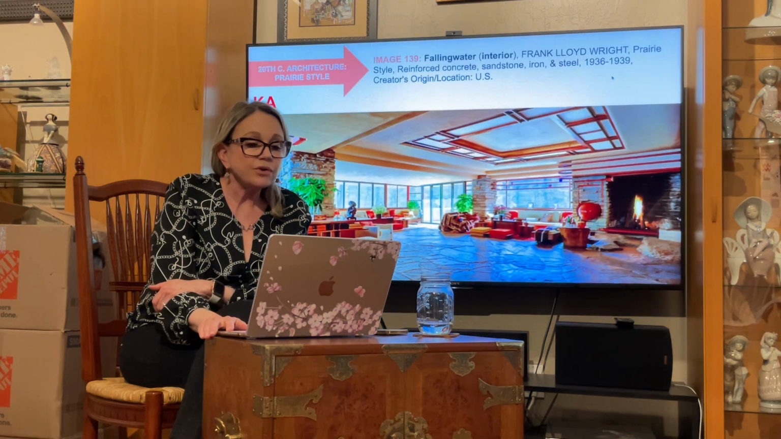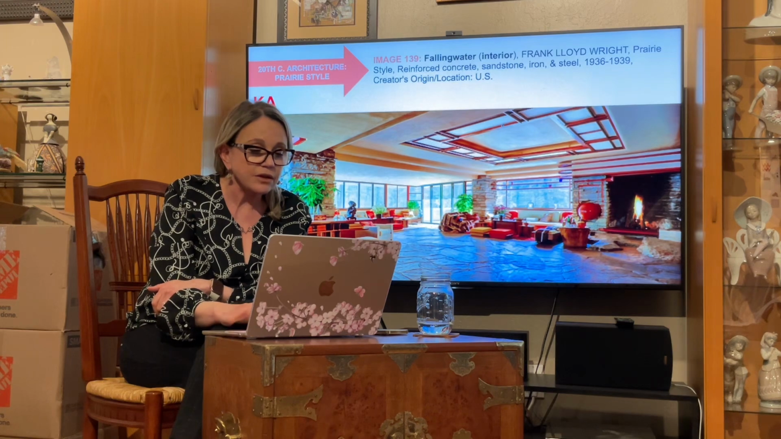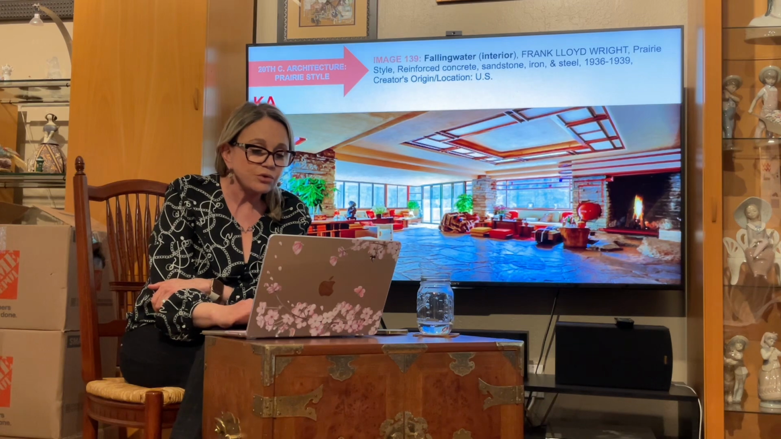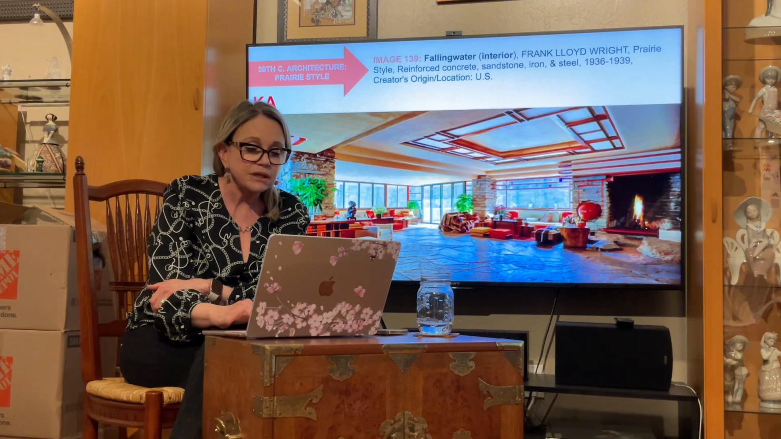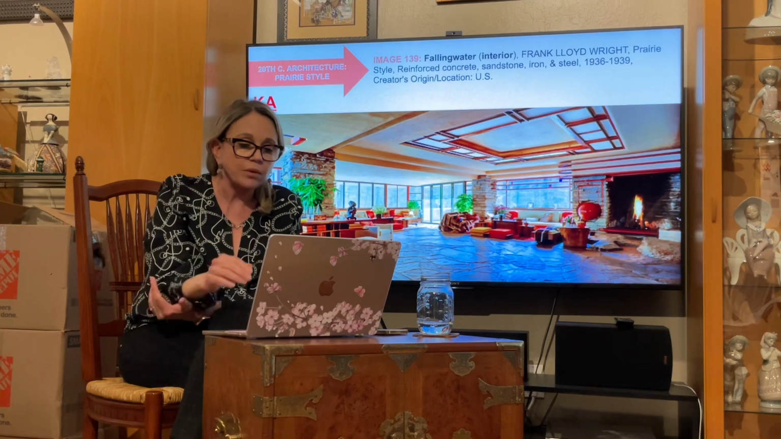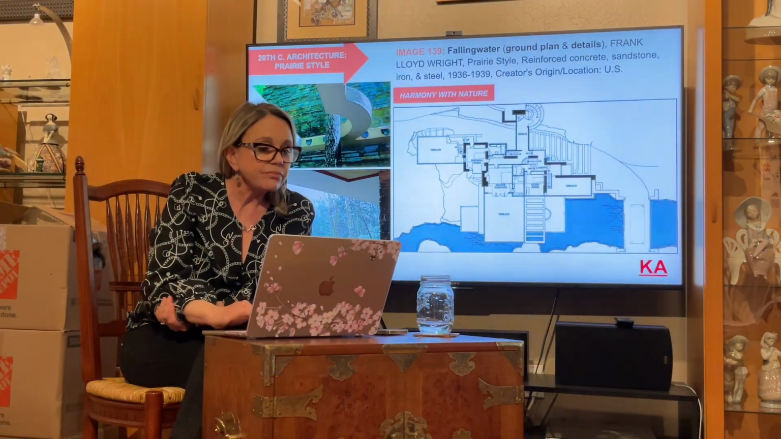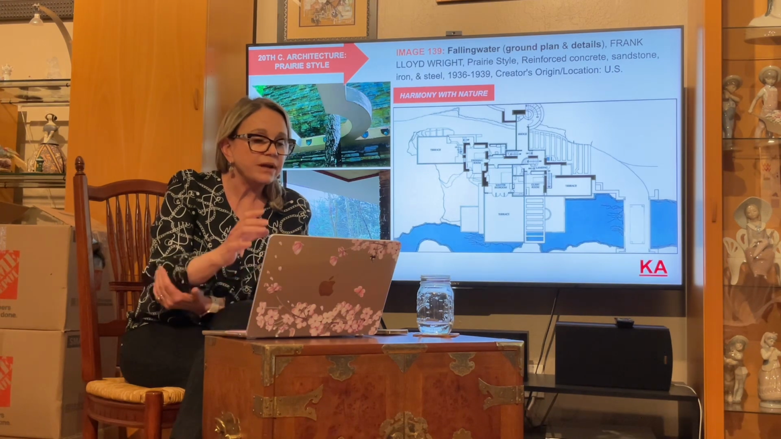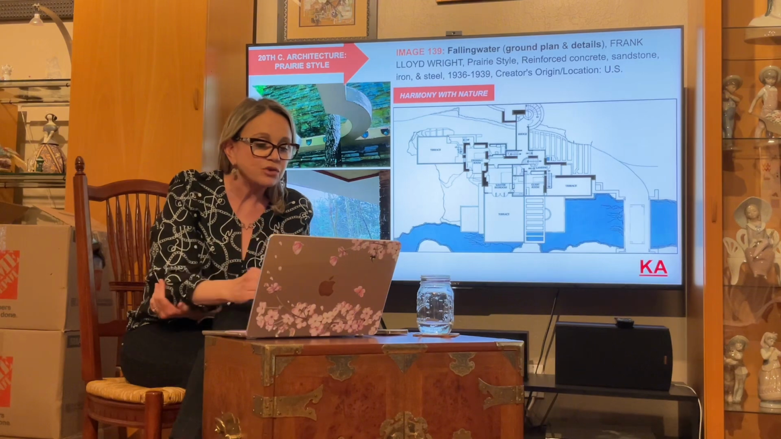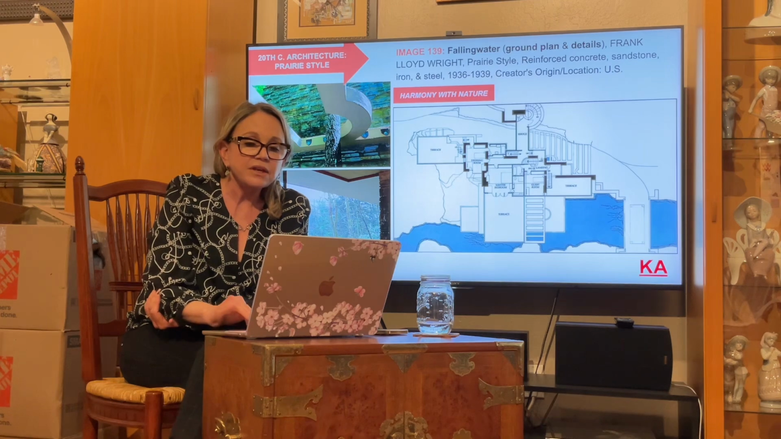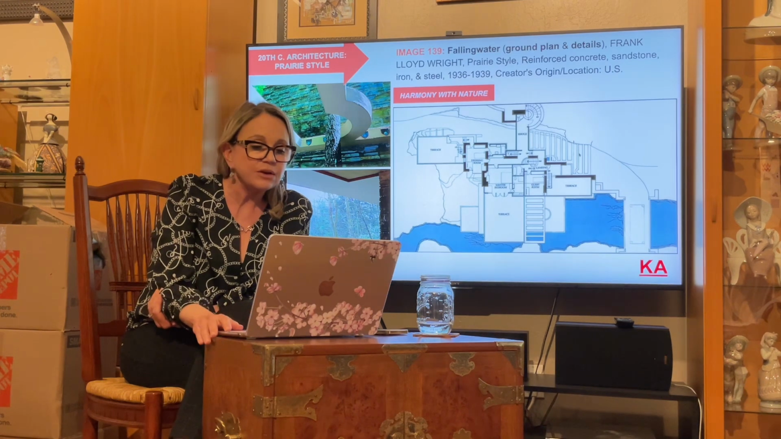This is the interior of the house. Again, the prairie style. Reinforced concrete with sandstone. You will remember that we talked about the corners of the house not having mullions, and here we see how he just had glass so that it just seemed to be on a continuum. This tree was incorporated into the house and through the house so that it could feel like it was one with nature. And this is the plans, the ground plan and the details of the house.